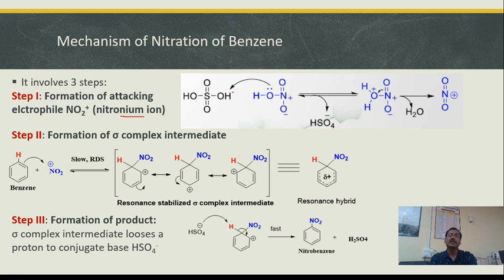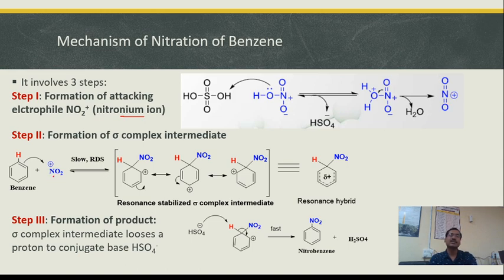So what will happen? The sulfuric acid being stronger than nitric acid, sulfuric acid will give its proton to the oxygen atom, one of the oxygens on the nitrogen, and it will result in the formation of this particular species. And this particular species eventually loses a water molecule to form a nitronium ion. So this is the intermediate, this is the attacking electrophile that will attack the benzene ring.